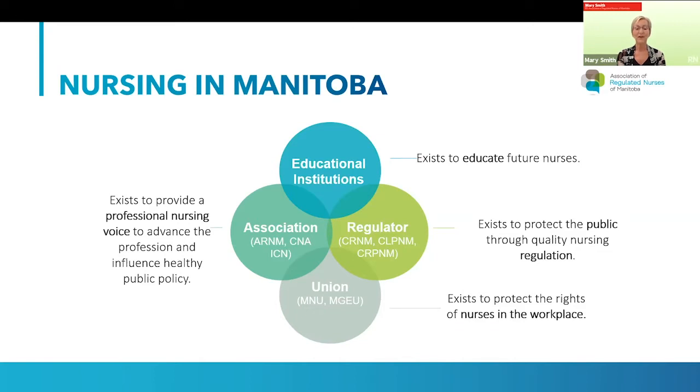And as you're aware, the mandate of the college is to protect the public through quality nursing regulation. The union exists to protect the rights of the nurses in the workplace, and the association exists to provide that professional voice for nurses to advance the nursing profession and influence healthy public policy.